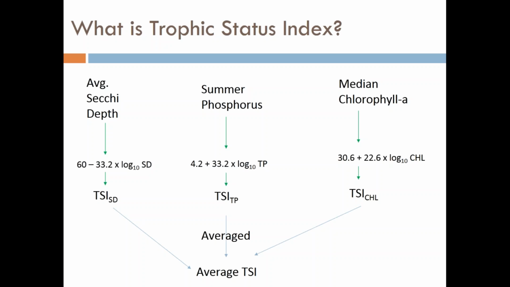But by putting them through these equations, we can produce a number out on the other side where all of these are actually comparable. What we're doing here is we're scaling all of these parameters into the same scale. Then they can be compared against each other. So what I do is I take those scaled numbers called the Trophic Status Index, and I average them together, and that gives you an average Trophic Status Index that's using all 3 of your results here.